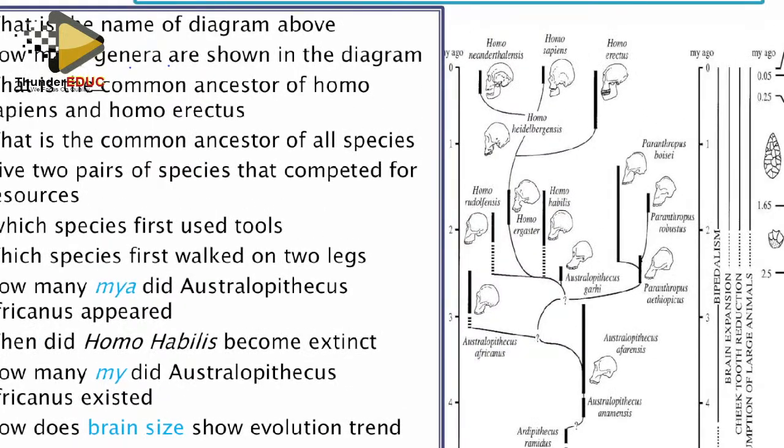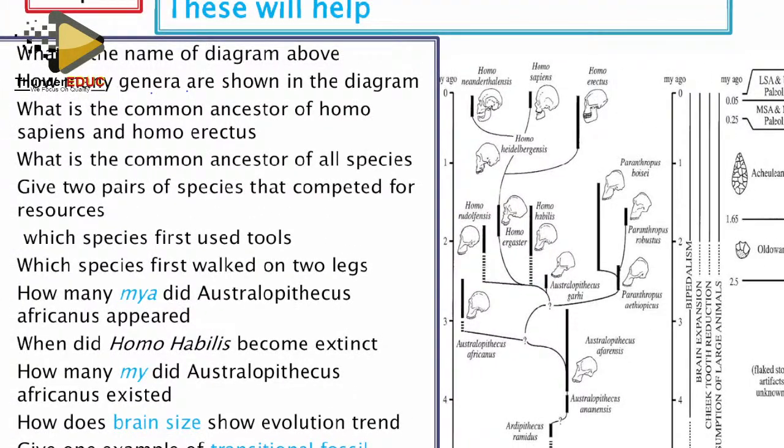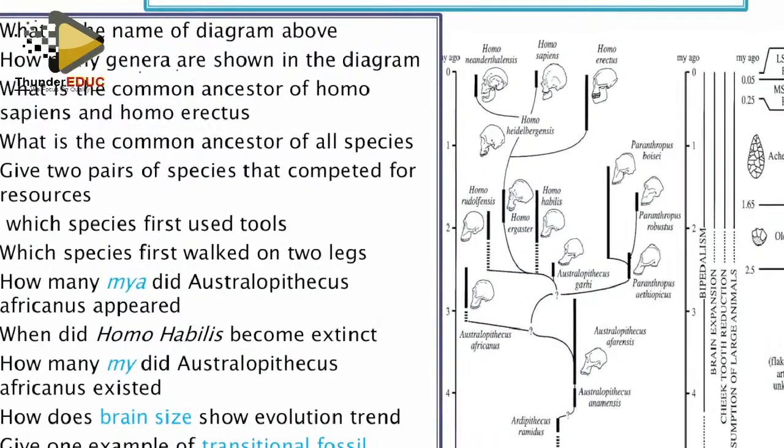What's happening with my screen? Don't tell me that. So it means it happened there.